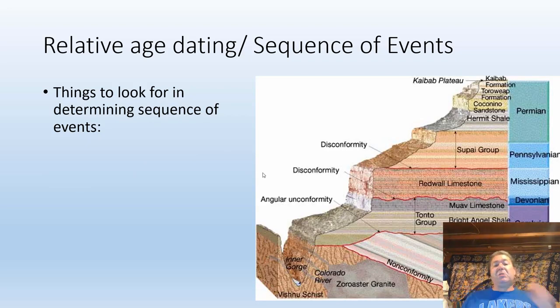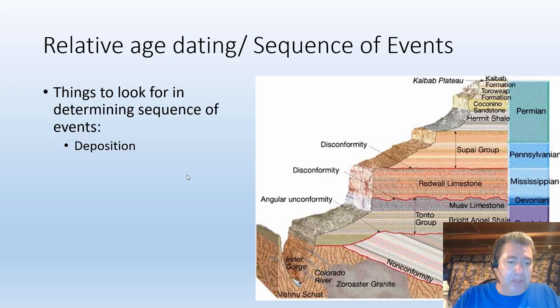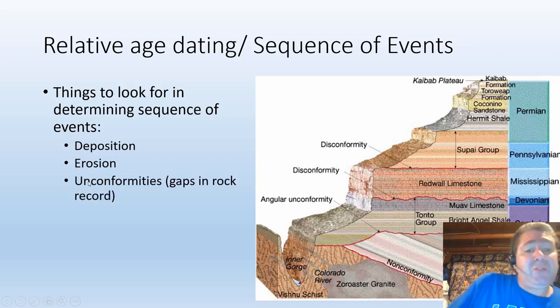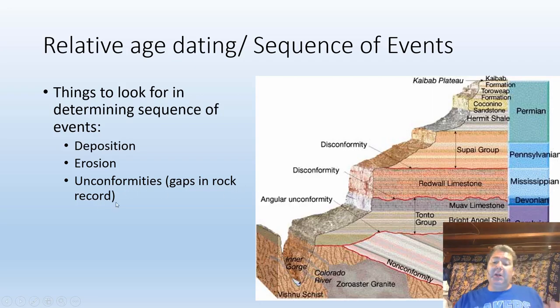So things that we want to look for when we're trying to determine sequence of events, right? Deposition, right? Younger units on top of older units, right? Erosion, and we looked at that, right? And we might see areas where there's what we call disconformities, or angular unconformity, where we know there was a period of erosion. We can look for telltale signs, or we can look at the fossils to see if time is missing, right? And erosion also marks times of unconformities, which are gaps in the rock record, right? There are other types, but if there's an erosion surface, that's definitely an unconformity.